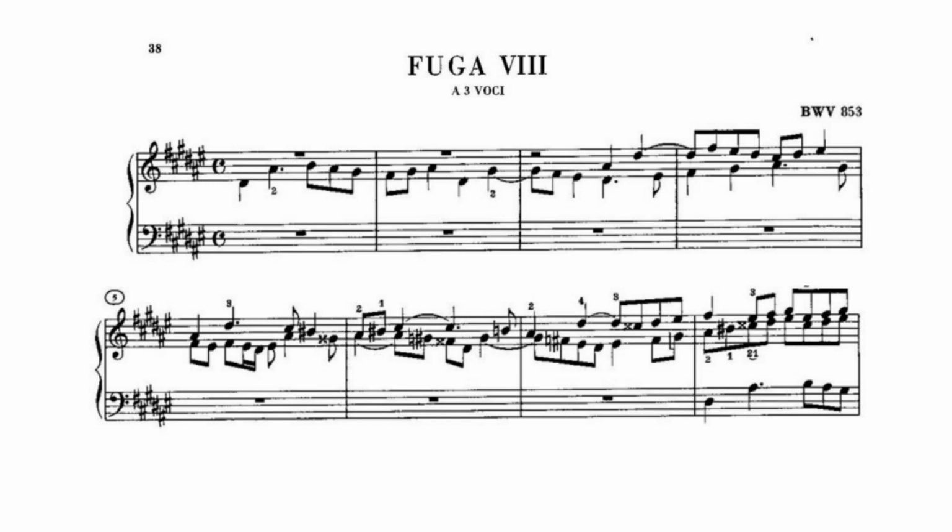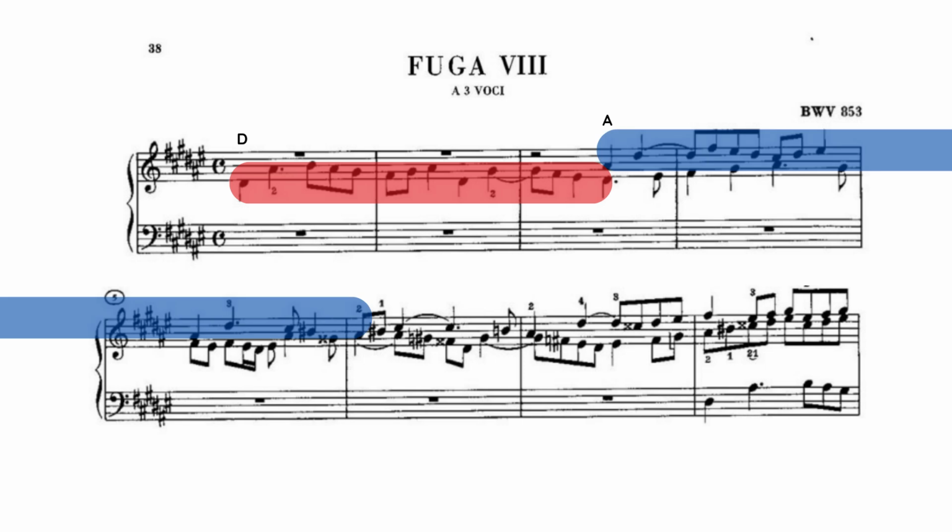Let's now begin. The subject of the fugue is first played in the alto. As it leaped from D to A in the beginning of the piece, we then get a tonal answer in the soprano. It's also important to take note that this fugue has no counter subject, as I said earlier.